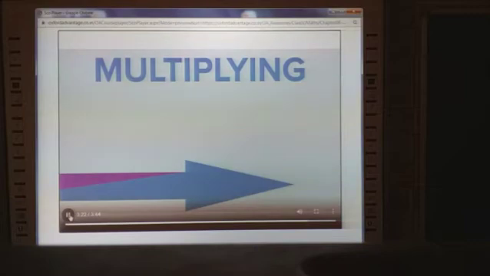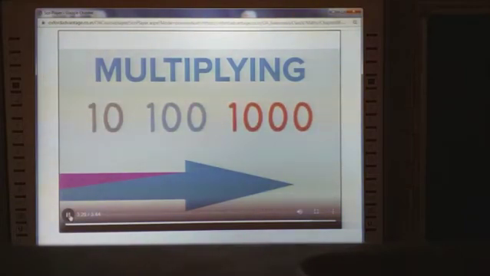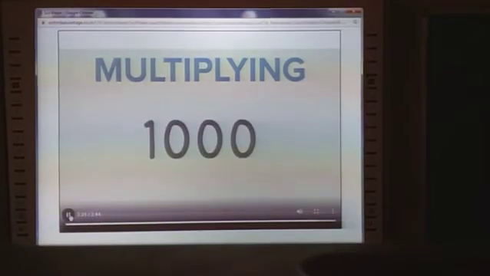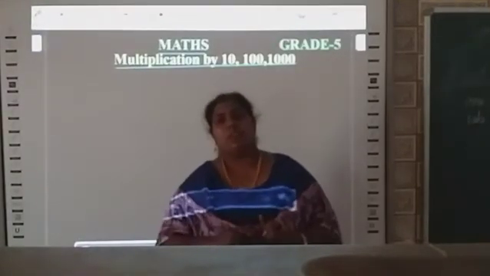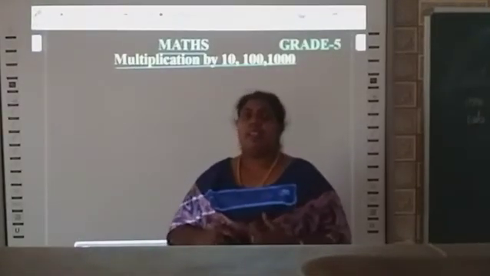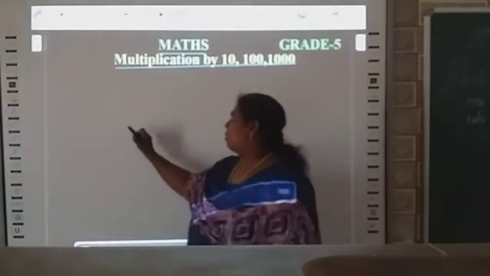Remember, if you are multiplying a decimal by 10, 100 or 1000, you move the decimal point to the right. And don't forget to count the zeros in these numbers, because they will tell you straight away how many places to shift your decimal. I hope you got some idea about multiplying by 10, 100 and 1000, right? Yes, now you can see the example.